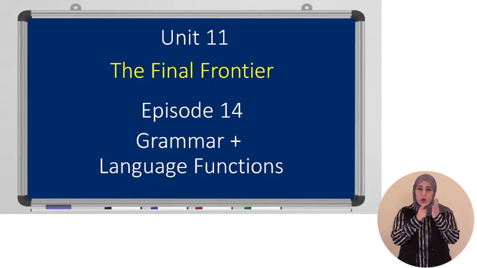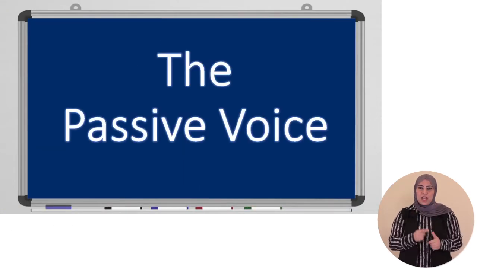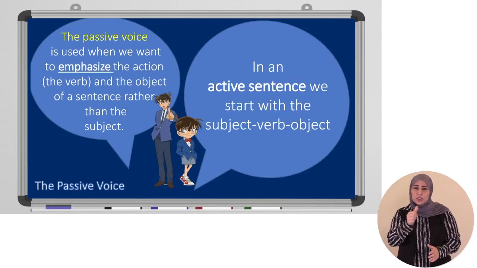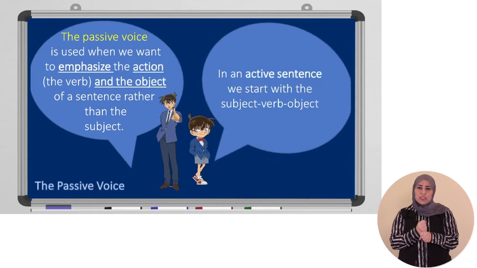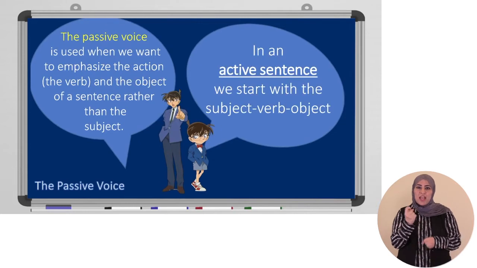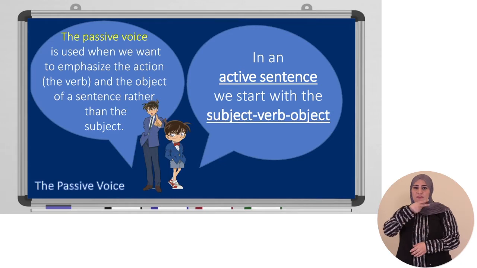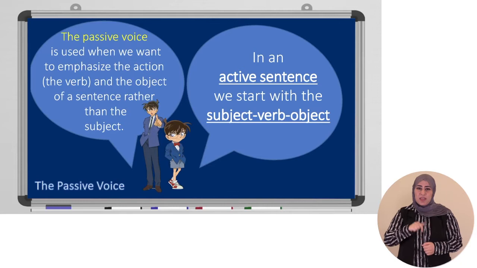Let's get started. The first rule we have today is the passive rule. It's one of my favorite rules. Basically, we use the passive when we want to focus on the action rather than the subject. Very simple. We want to know what rather than who. A regular sentence starts with a subject, verb, object, but the passive follows a different order. We're trying to emphasize again the action of the verb rather than the subject himself or herself.